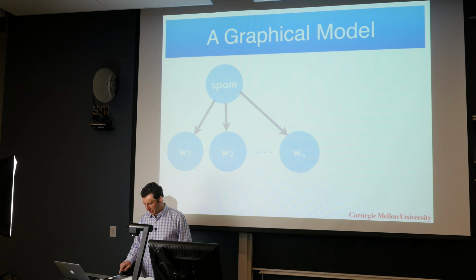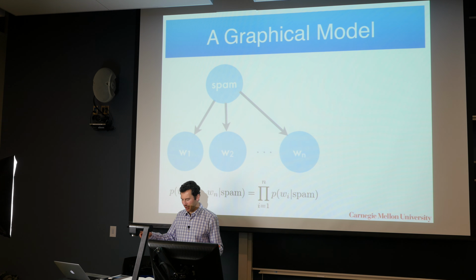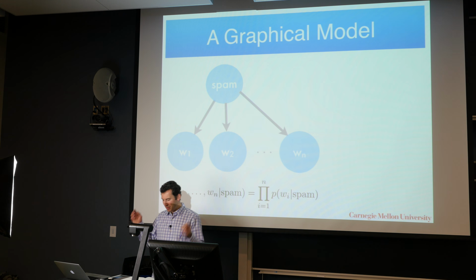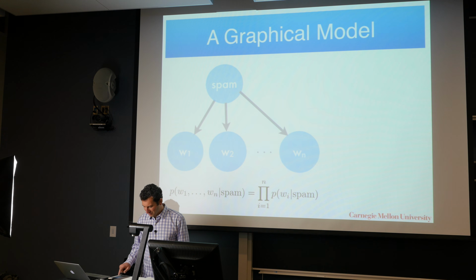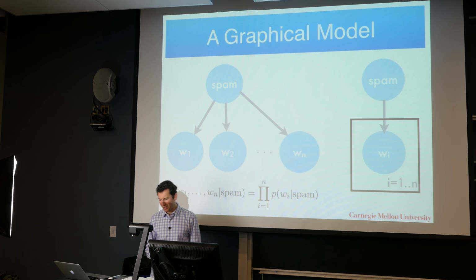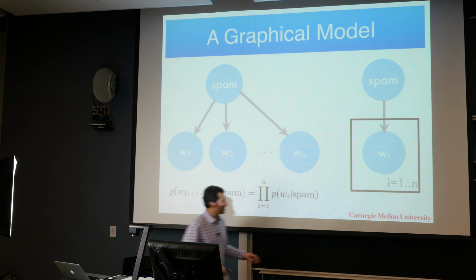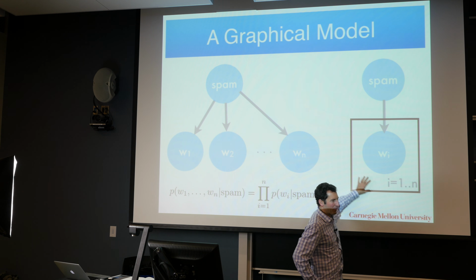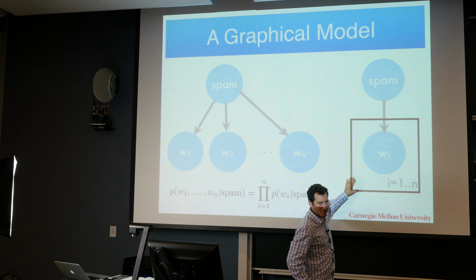And so I can actually write this out as P of W1 through Wn given spam is the product of the P of Wi's given spam. And since, well, statisticians are just as lazy as computer scientists, they've invented their own for loop. And this is a for loop in statistics. It's called a plate. You will see this a lot.